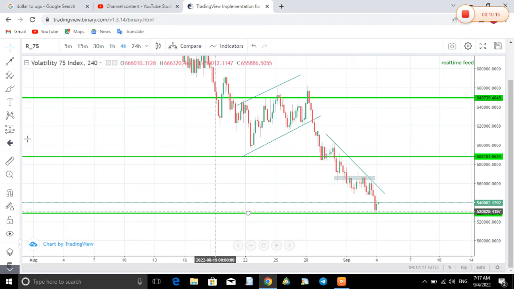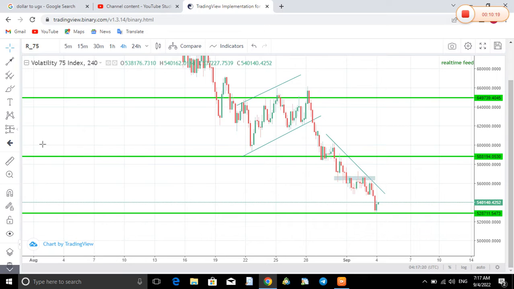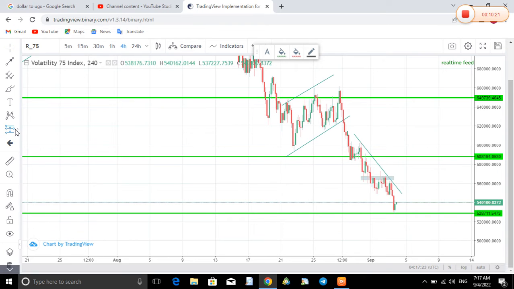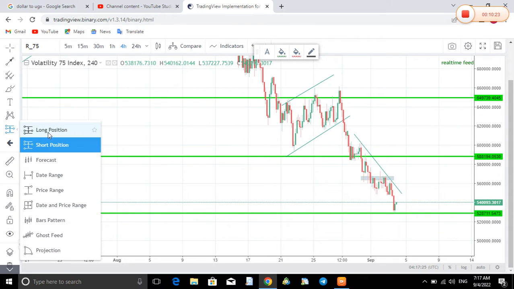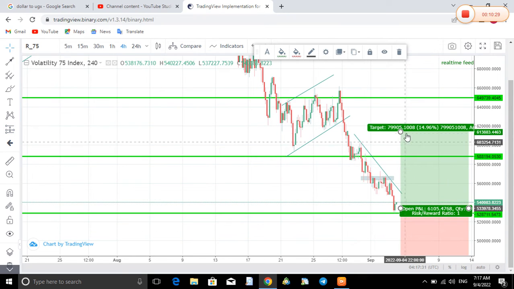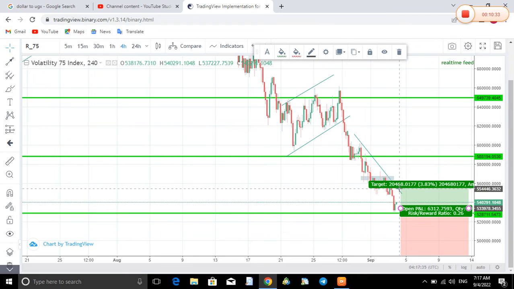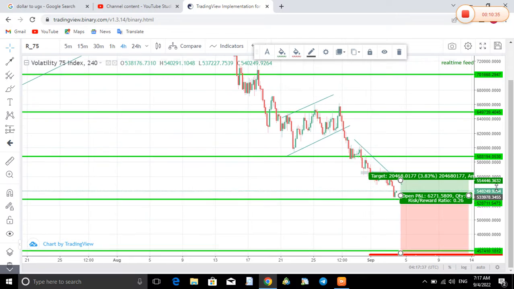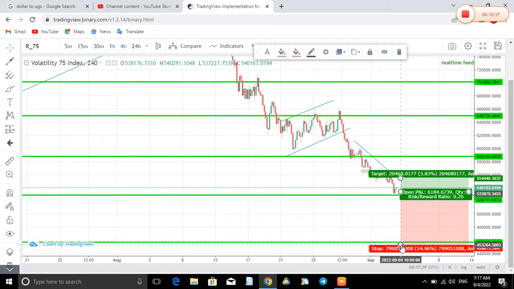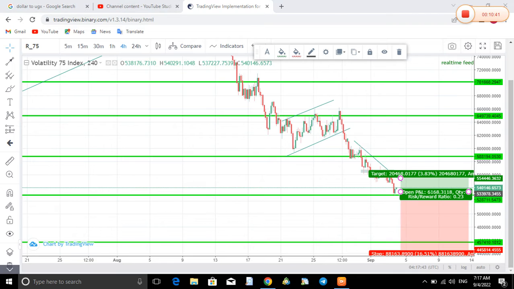Now, the 4-hour candle just closed. You can see we also have what we call an inverted hammer. So here was our perfect entry, and this is our take profit here. So now if you look at the risk to reward, it is like 1 to 1.